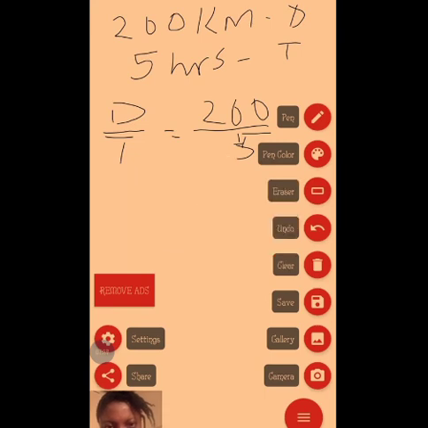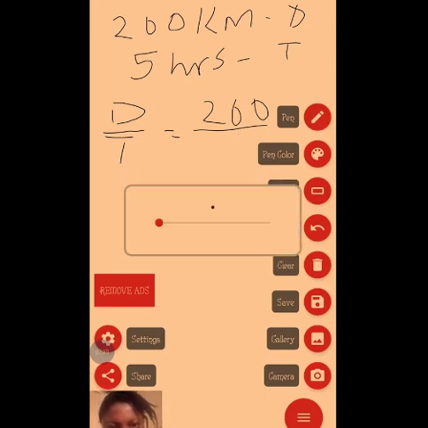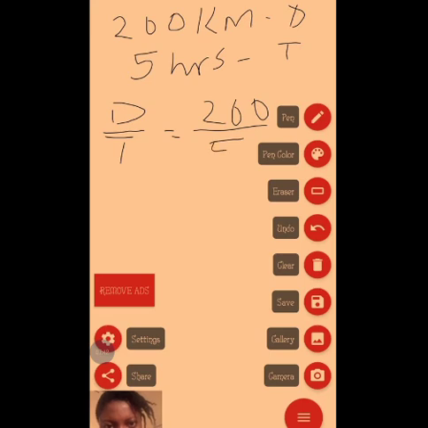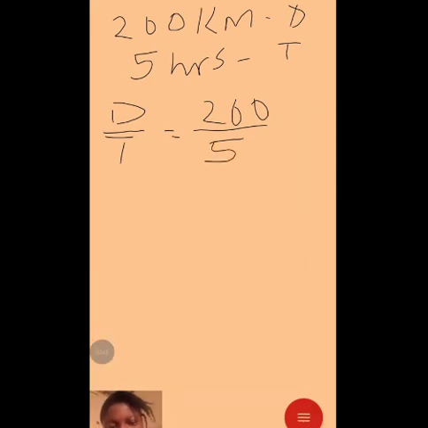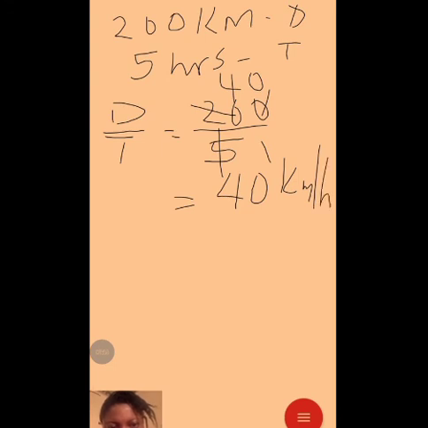I'm so sorry, this is not easy. 200 over 5. Alright, this looks more like a 5. Now, 5 can go in 200, yes or no? 5 into 20 is 4, 5 into 0, 0. So we have equals 40 kilometers per hour. That means in 1 hour, you use 40 kilometers. This is not our final answer. Now, this is the speed. Yes or no? The speed is 40 kilometers per hour.